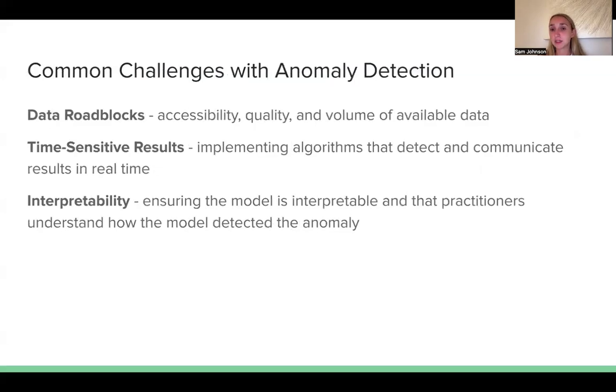Lastly, some common challenges with anomaly detection algorithms are common data roadblocks such as accessibility, quality, and volume of available data. Similarly, the time-sensitive nature of the results. Ideally, an anomaly detection algorithm would be able to detect and communicate those anomalies in real time so the practitioners can act on them. And then lastly, interpretability. Whatever machine learning algorithm is implemented needs to be interpretable, and the practitioners need to be able to understand how those anomalies were detected.